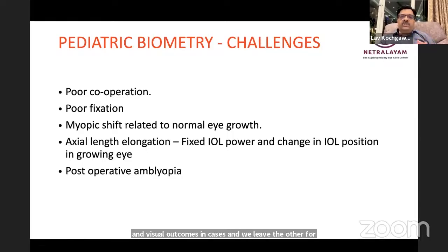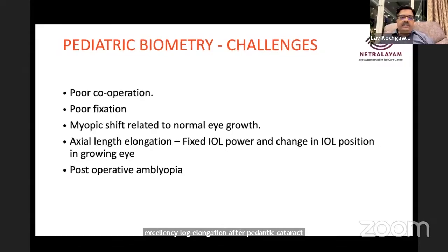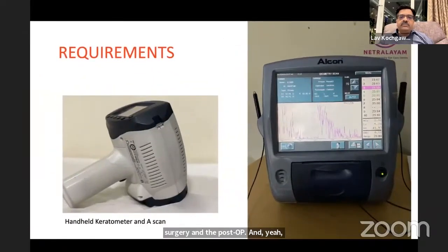One of the most important factors in pediatric cataract surgery, which is different from adult, is the pediatric biometry, because of the poor cooperation and fixation, myopic shift related to normal eye growth and axial length elongation after pediatric cataract surgery, and the post-op amblyopia therapy. So these are some of the things that we need for pediatric biometry, which is a handheld keratometer.